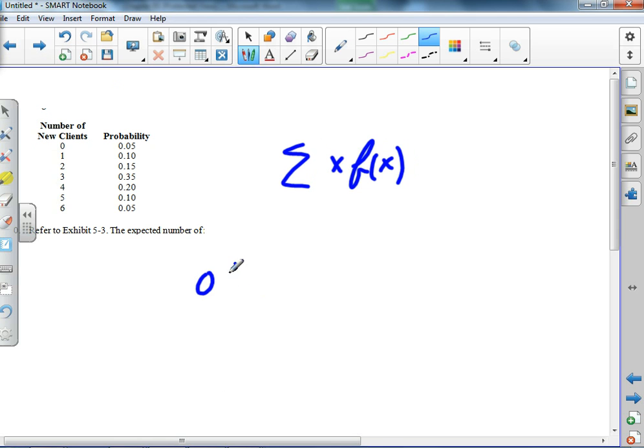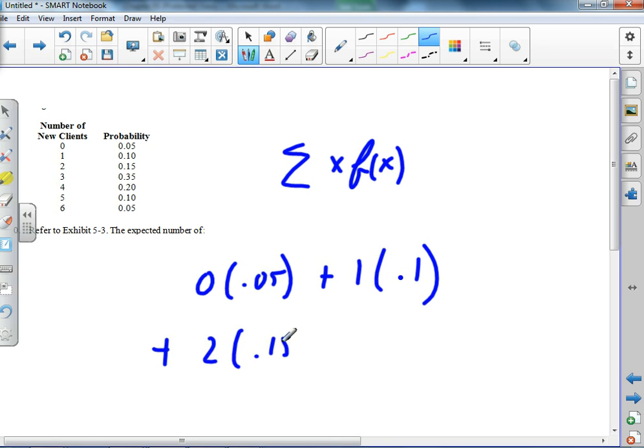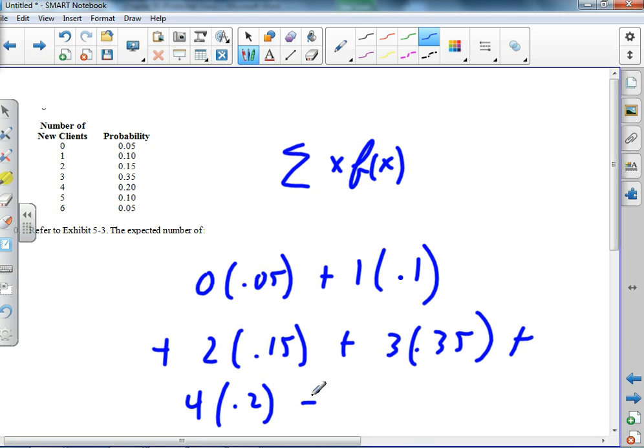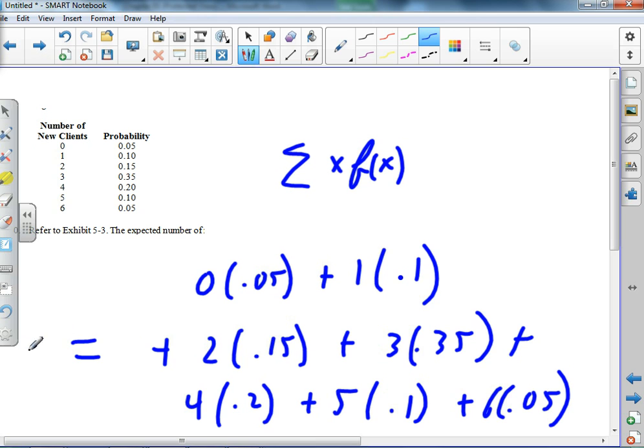So I got 0 times 0.05 plus 1 times 0.1 plus 2 times 0.15, and then plus 3 times 0.35, plus 4 times 0.2 plus 5 times 0.1 plus 6 times 0.05. And I imagine that if I did that math, I would come up with 3.05. Okay, gotcha, that makes sense. But because I had a multiple choice test where you three just totally knocked out the wrong answers, I'm not going to bother doing the math.